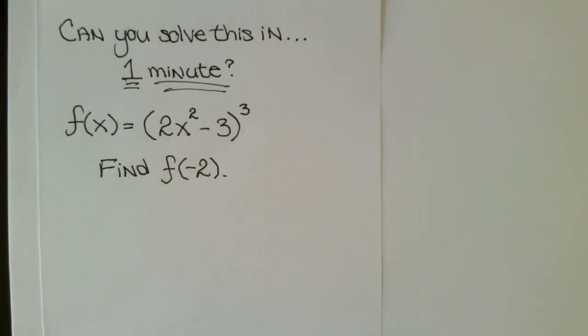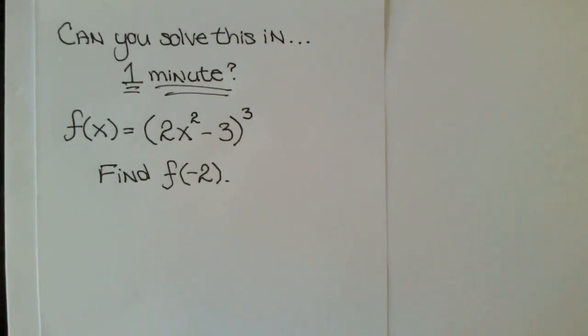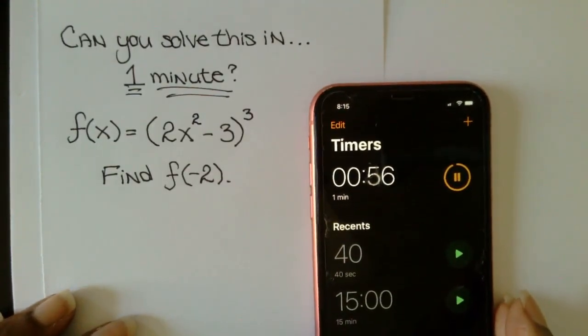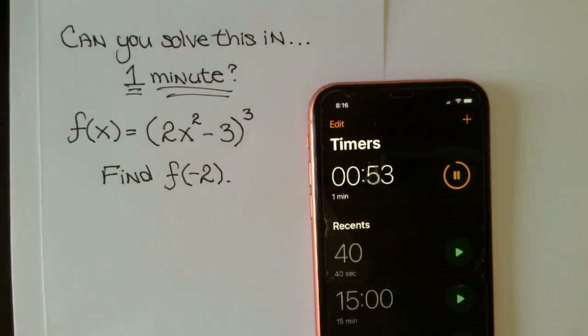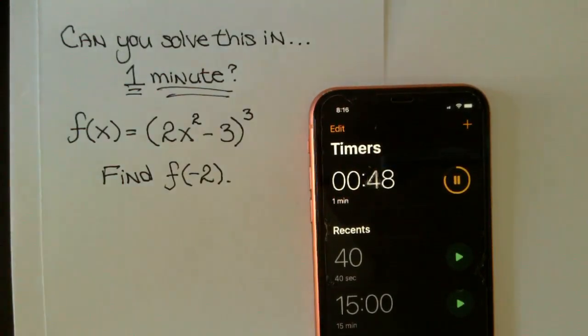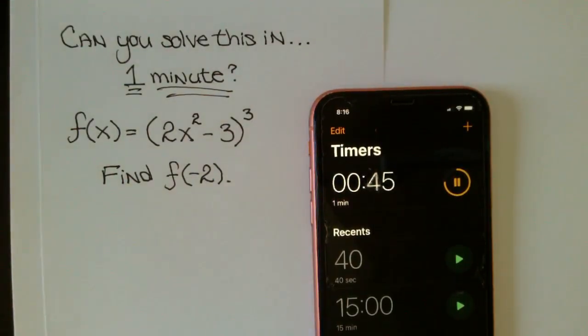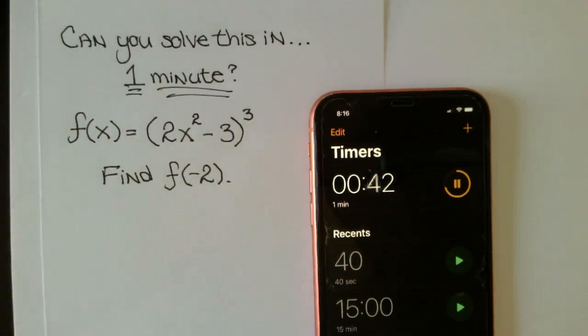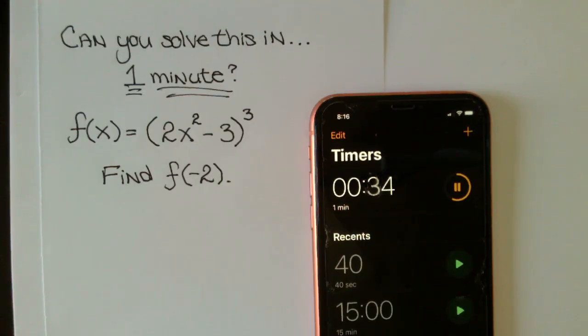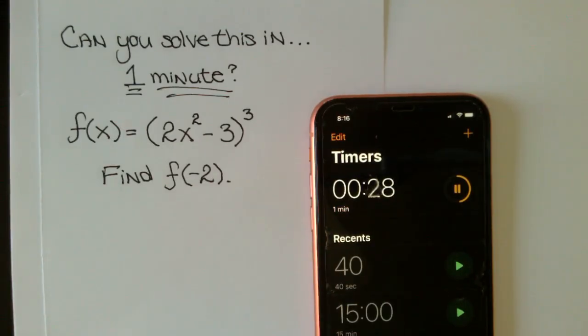So can we solve this in 1 minute? I'm going to keep it right here. Okay? Hold your answer. Do not put your answers in. Wait until the minute expires. Then we can put our answers in. Hold your answers until the time expires. Can you solve this in about a minute?